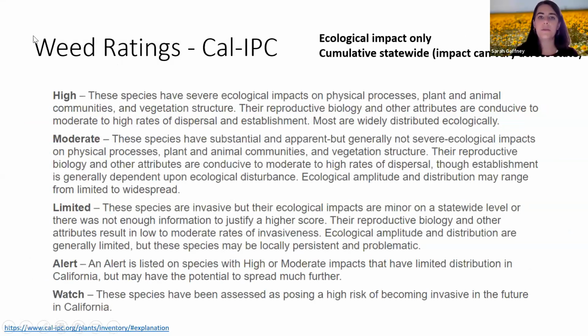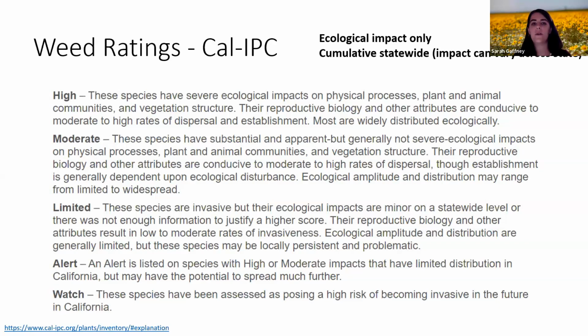Another group that offers weed ratings is the California Invasive Plant Council. They're an excellent resource for learning about different invasive plants, and where I got a lot of my information for today. They do their ratings based on ecological impact only. High means that it has severe ecological impacts. Moderate, the impacts are pretty apparent but less severe, and limited, less ecological impact.